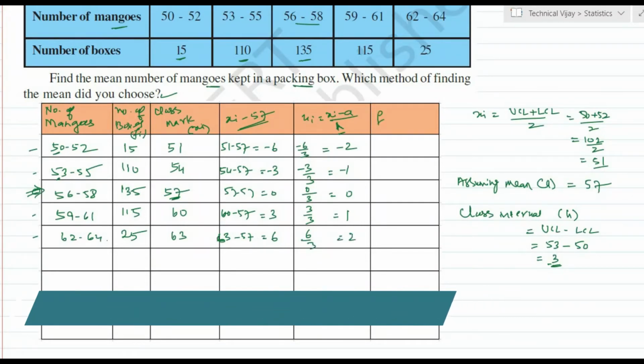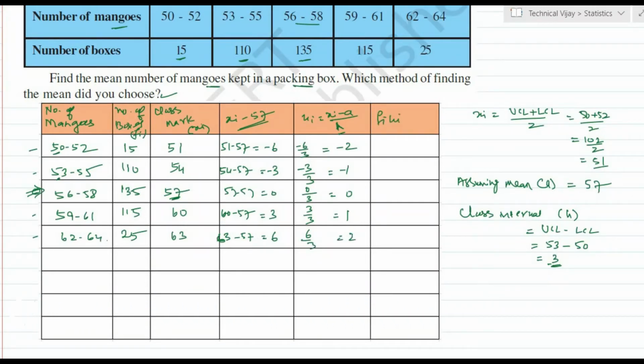Now here we have to calculate fi into ui, that is the multiplication of this one with this one. So 15 into minus 2, that is minus 30. 110 into minus 1, that is minus 110. 0 into anything is 0. 1 into 115, that is plus 115. 2 into 25, that is plus 50.